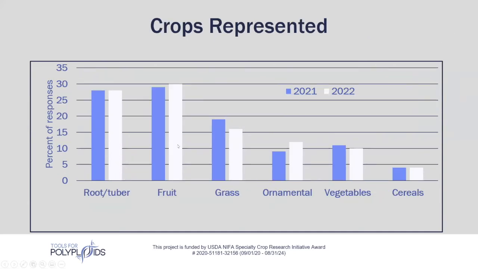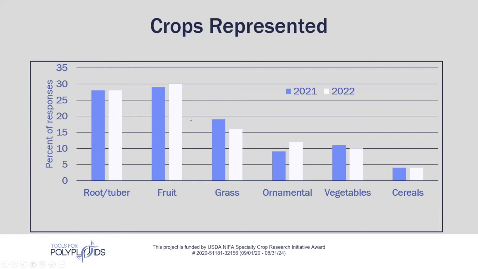Looking at the crops represented, it's mainly root and tuber and fruit crops. Root and tuber, again, heavy on the potatoes and sweet potatoes, some on the yam and a few other things. Fruit crops are mainly small fruits: your blackberries, blueberries, strawberries, and a few other things.